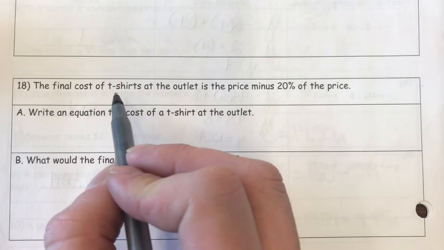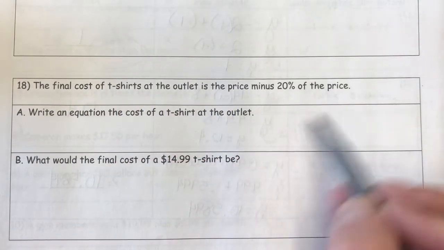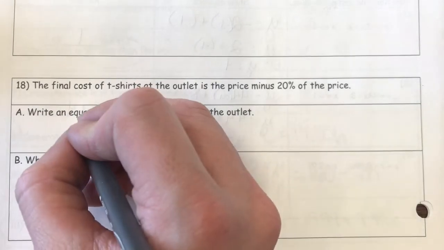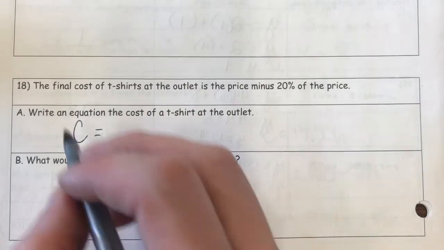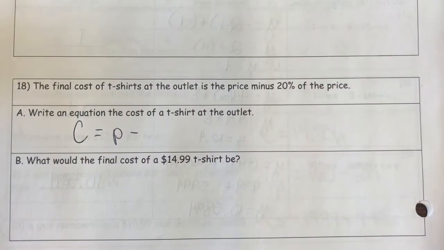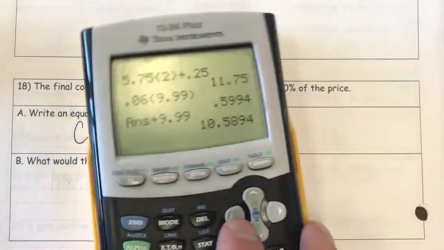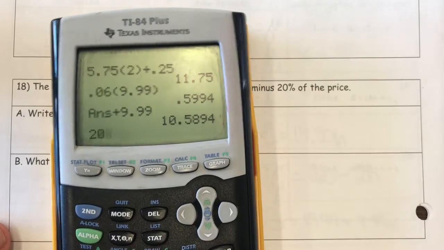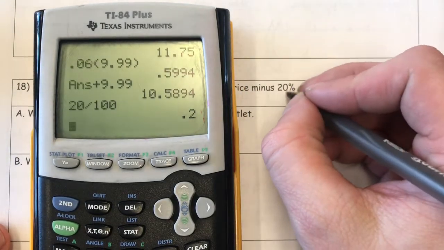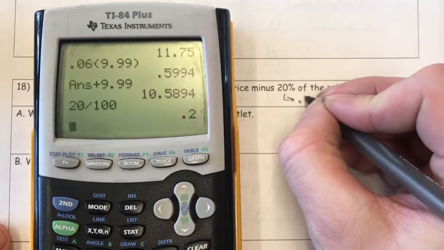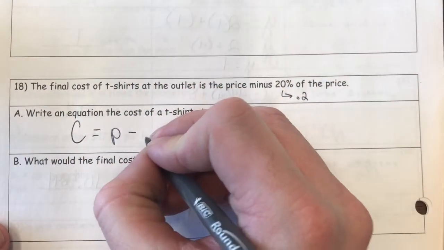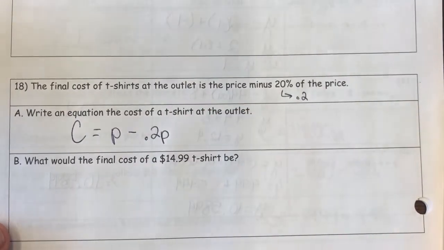The final cost of t-shirts at the outlet is the price minus 20% of the price. Write an equation for the cost of a t-shirt at the outlet. All right. Cost C equals the price minus 20% of the price. If you don't remember how to turn a percent into a decimal, you take that number, 20, and divide it by 100. Remember, percent means every 100. So you're going to literally take 20 divided by 100 and get 0.2. So when it says minus 20% of the price, you're actually saying 0.2 of the price.